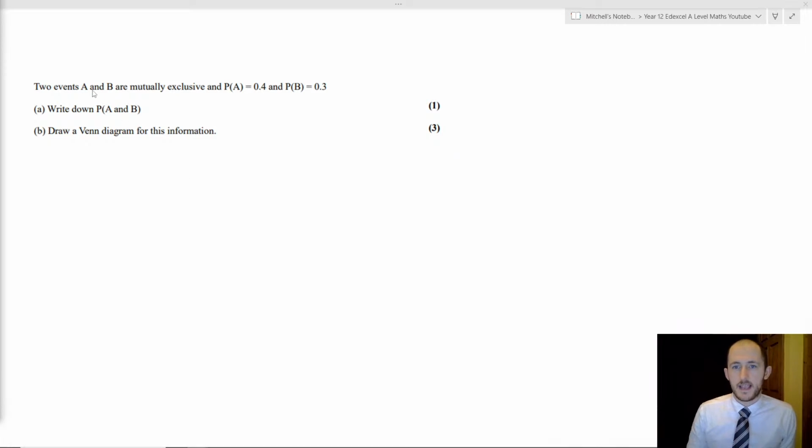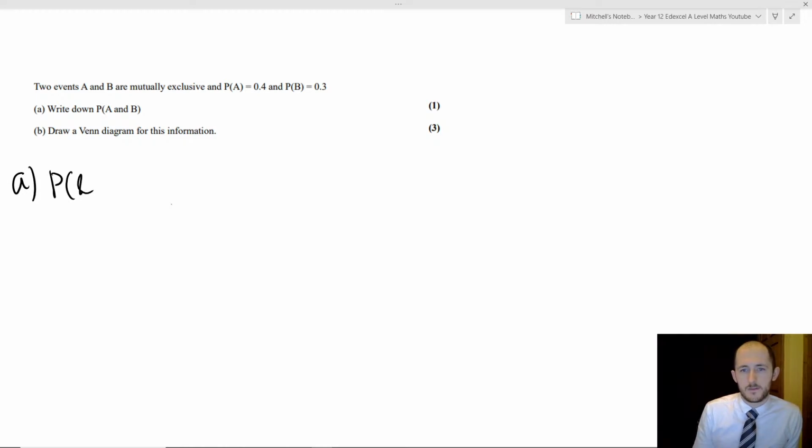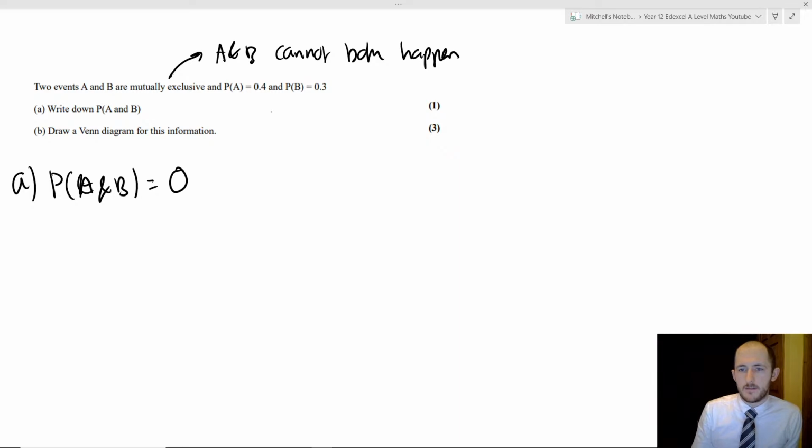Perfect. Two events A and B are mutually exclusive. So what does that mean? It means that there'll be no overlap in a Venn diagram, and P(A) is equal to 0.4, P(B) is 0.3. So write down the probability of A and B happening. Okay, so how do we work this out? Well, we multiply them, right? No. Mutually exclusive means it is literally impossible for both things to happen. Okay? So A and B cannot both happen. Which means the probability of A and B is 0.